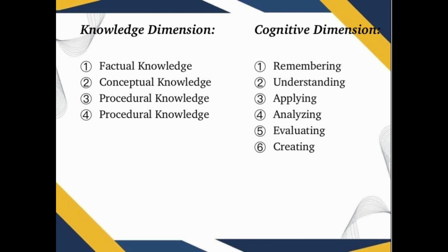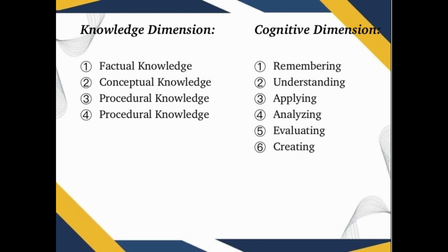Number 3 is procedural knowledge. Procedural knowledge refers to knowing how to do things. Example, demonstrating how to solve a math problem using long division. In that sample, demonstrating how to solve a math problem using long division showcases procedural knowledge, which is about knowing how to perform specific tasks or procedures.